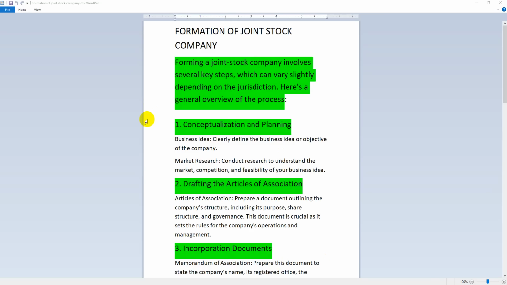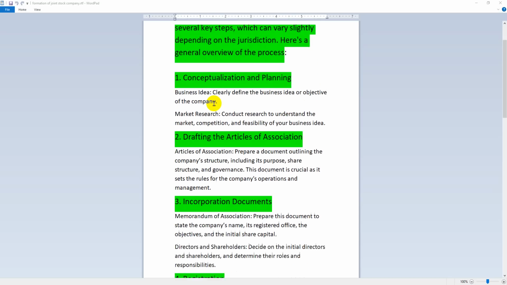Today's topic is formation of a joint stock company. Forming a joint stock company involves several key steps, which can vary slightly depending on the jurisdiction. Here is a general overview of the process.